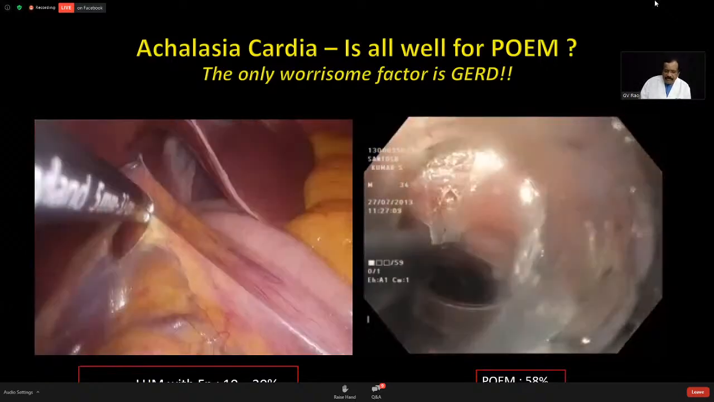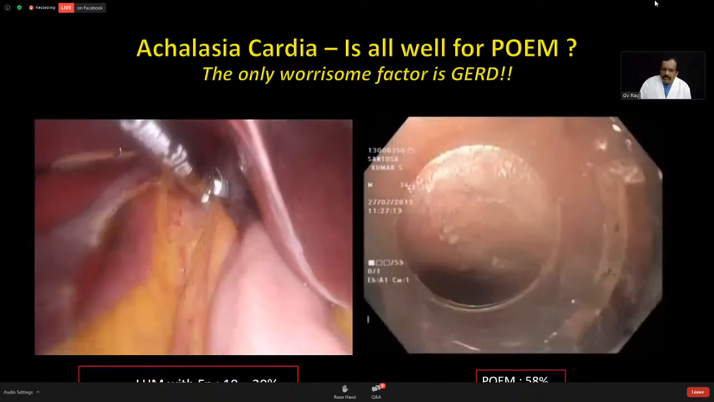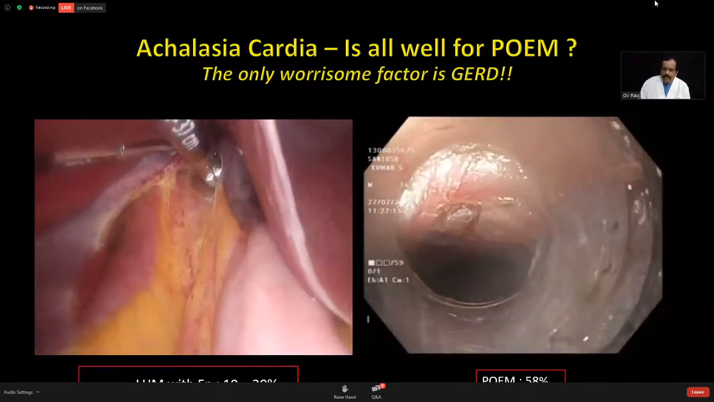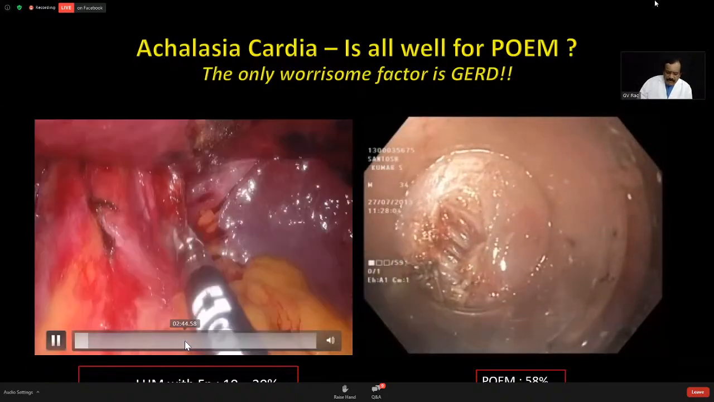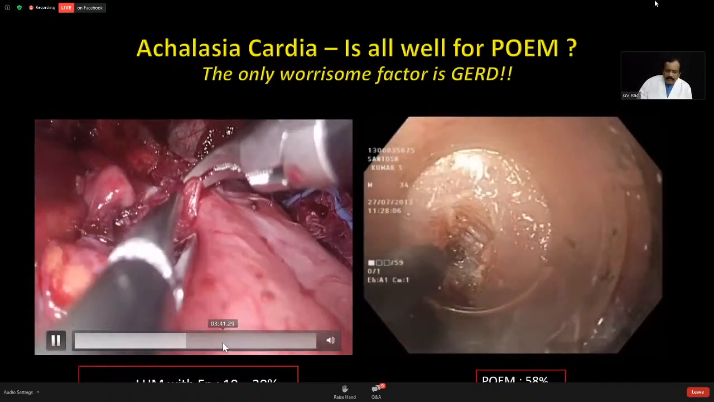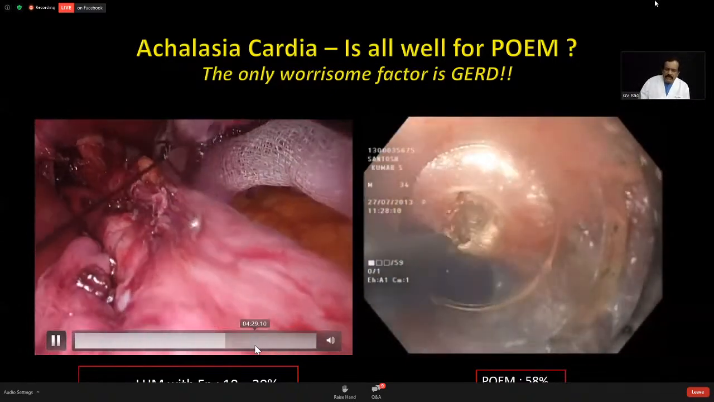Achalasia cardia, POEM. Actually, Philip has given a beautiful review, and Jimmy has given a beautiful review of the entire thing. We are totally convinced that myotomy can be done endoscopically with an excellent view and beautifully. I mean, there is no comparison. We can show that the myotomy is absolutely similar to what we do on the surgical side.